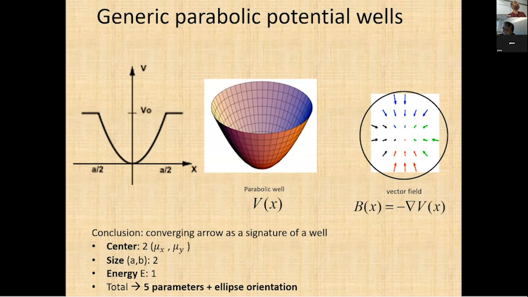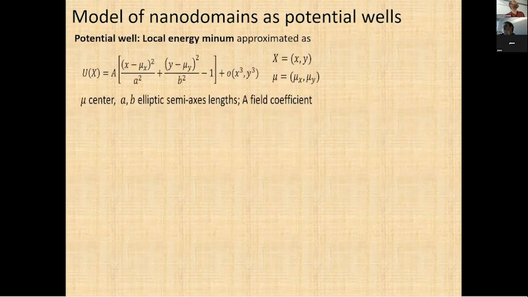This is what you have seen in 2D. And if you take the gradient of this, you have the signature of converging arrows. So this is a signature you would like to find in your data. Again, with the idea that you will extract the center, size and energy, which are 5 parameters. Okay, so this is the summary. You are interested in finding it.